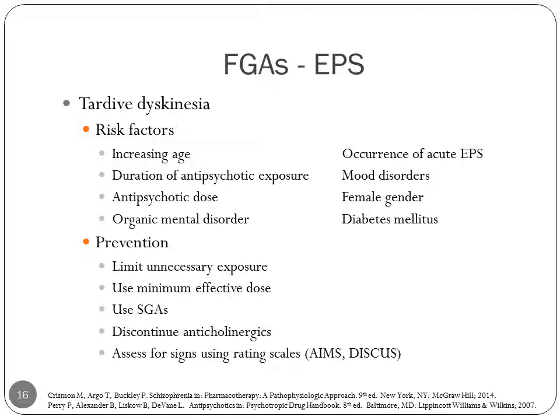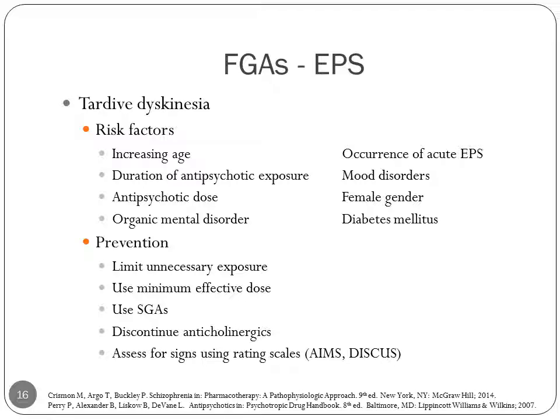In terms of risk factors, those who are older tend to be at higher risk. The prevalence is about 5 to 10% in patients older than 40, but as high as 50 to 80% in the elderly. So big risk for our elderly patient population. Duration of antipsychotic exposure is also a risk factor. The incidence is about 5% per year, but can range up to 20 to 25% with long-term treatment. Higher antipsychotic doses, those who have had an organic mental disorder, and those who have an occurrence of acute EPS, so things like if they experience dystonia or akathisia, are more likely to develop tardive dyskinesia. We'll also see increased risks with things like female gender.